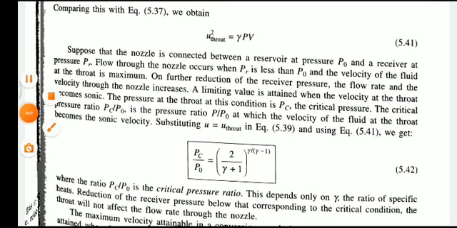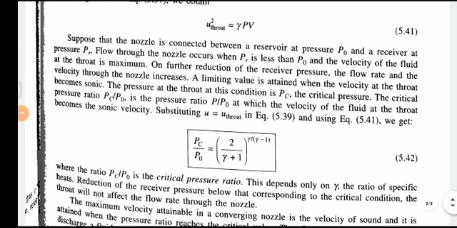And finally the u throat and the critical pressure ratio are given by these equations. If the pressure at the throat at this condition is PC, that is the critical pressure, then the critical pressure ratio is PC by P0, at which the velocity of the fluid at the throat becomes the sonic velocity. Substituting u equal to u throat in equation 5.39, we get equation 5.41.